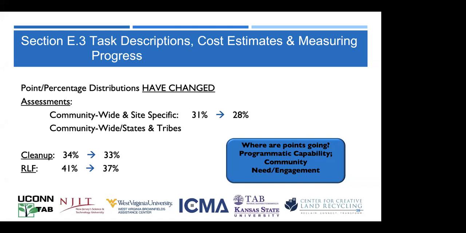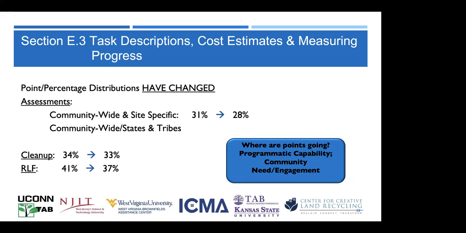Let's talk about points, okay? We have discussed how this is a horse race, right? At least I have. It is winning by a nose, by 1 point. So when you look at the points here, between assessments, cleanup, RLF, the one thing that is constant is that this section actually stayed the same, or in most cases went down. So yes, community-wide states and tribes is a new assessment, but for whatever reason in the guidelines, EPA showed it actually went down. So we'll let that pass.